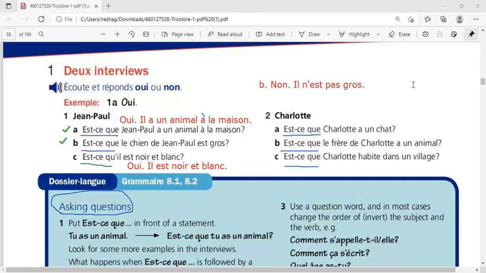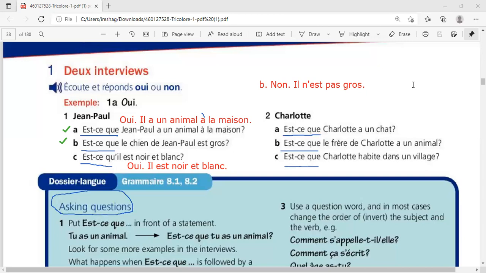The last one: est-ce que Charlotte habite dans un village? Does Charlotte live in a village? I'm repeating. Est-ce que Charlotte a un chat? Does Charlotte has a cat? Est-ce que le frère de Charlotte a un animal? Does the brother of Charlotte has an animal? Est-ce que Charlotte habite dans un village? Does Charlotte live in a village? Did you miss anything?